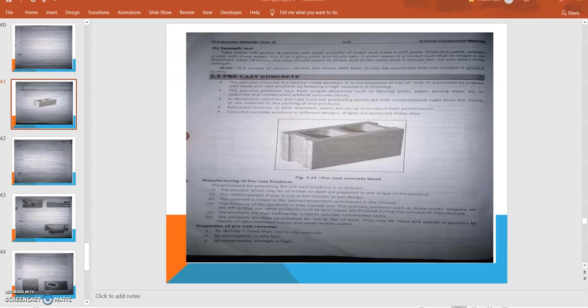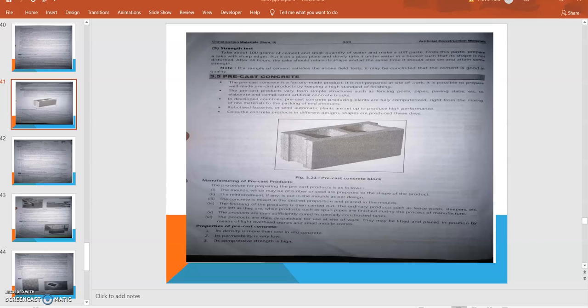Welcome students. In the last lecture, we went through the precast materials and glass. So now in this chapter, we are going to learn about the different precast concrete blocks, how they are manufactured, and what their properties are.